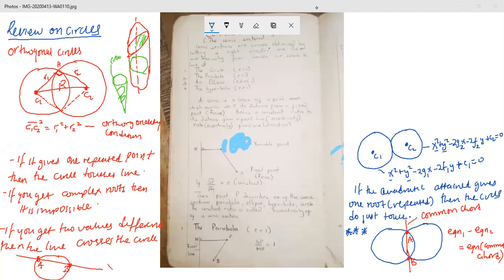But what we want to discuss today, we have finished the circle, which has eccentricity 0. Then we have what we call a parabola, which has eccentricity 1. Then we shall have an ellipse, which has eccentricity between 0 and 1. Then this one is off your syllabus, the hyperbola. Instead, you have what we call the rectangular hyperbola.